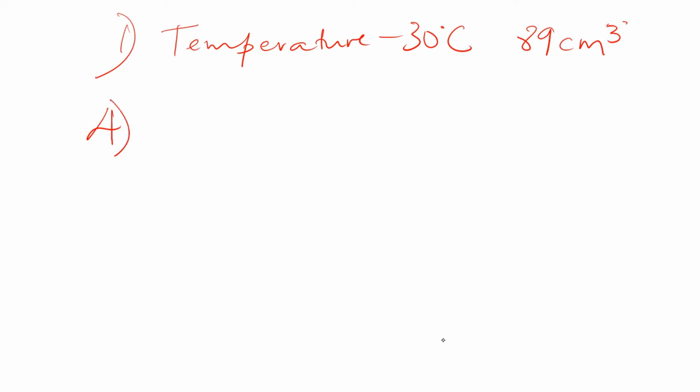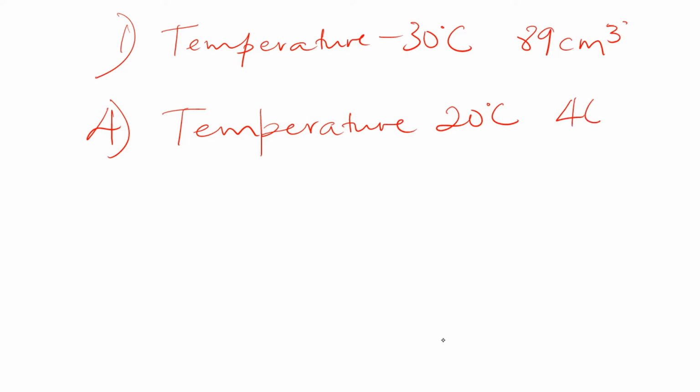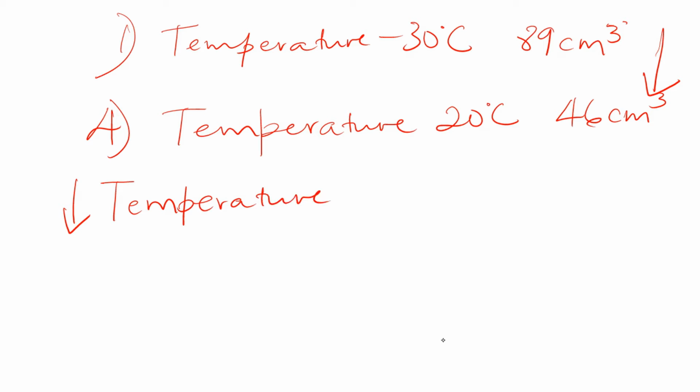And for experiment 4, the temperature is 20 degrees Celsius, and you have 46 cm cube of gas liberated. Now, you're seeing a decrease here, right? So the initial statement would be a decrease in temperature will result in a decrease in rate of reaction, right? But why is this so? That's what I'm going to ask. Why is this so?